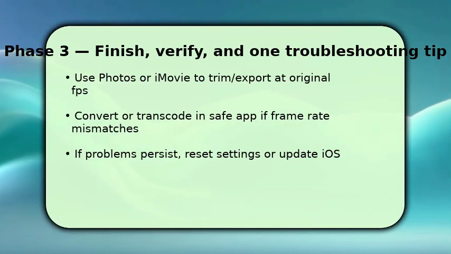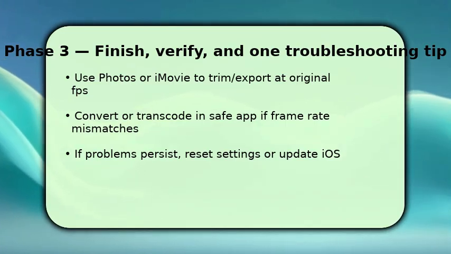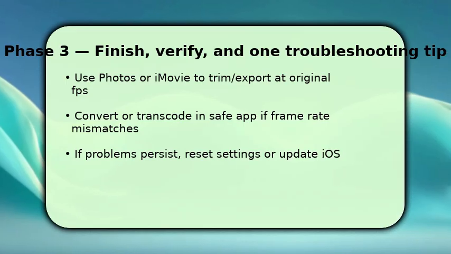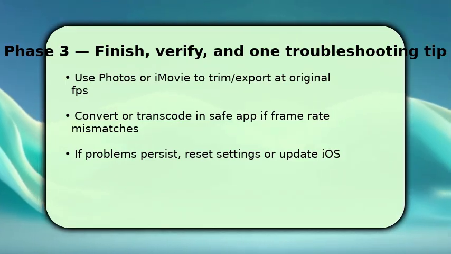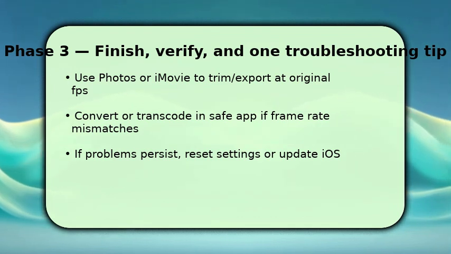Once exported, review on another device to isolate playback versus file issues. If problems persist, check settings for iOS updates or reset camera settings. One key troubleshooting tip: test with a short 120 FPS clip after each change to confirm the specific fix.